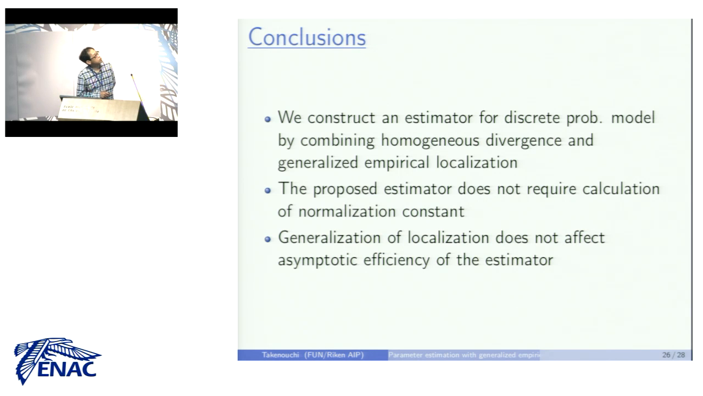Okay, almost done. This is the conclusion. We construct an estimator for discrete probabilistic models by combining homogeneous divergence and generalized empirical localization. And the proposed estimator does not require the calculation of the normalization constant, so it is very easy to construct. And the generalization of the empirical localization does not affect the asymptotic efficiency of the estimator.